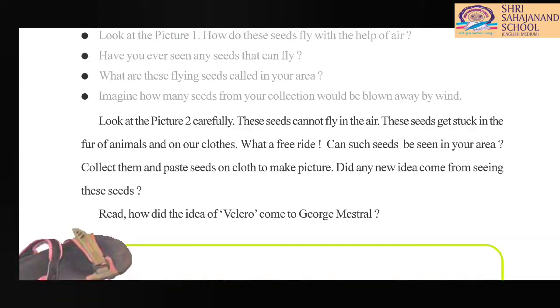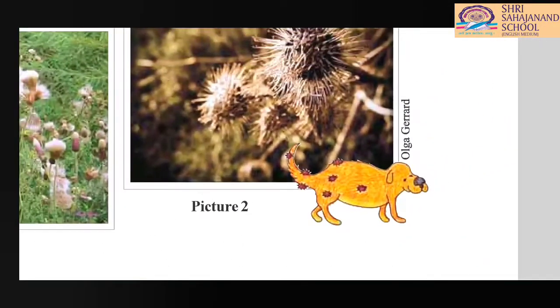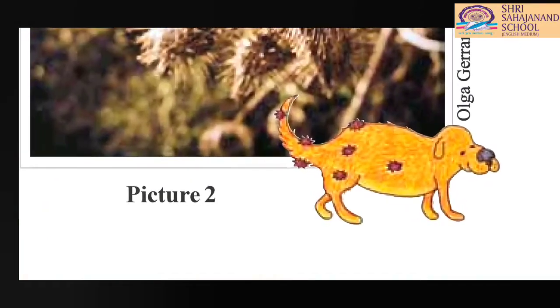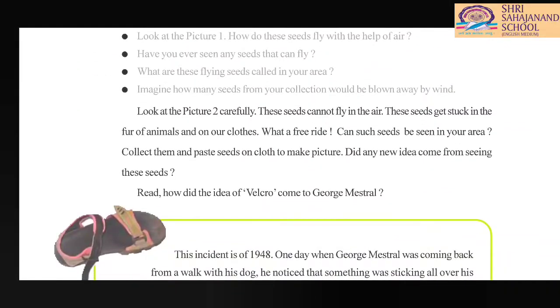Now moving ahead, look at picture 2 carefully. Already we have discussed picture 2. Let's see what they are telling us. These seeds cannot fly in the air. These seeds get stuck in the fur of animals and on your clothes. Okay, so as I have shown you, the seeds of this particular plant get attached to this dog, the fur of the dog. So with the help of that animal, the seeds are traveling here and there. So what a free ride. Ha ha ha. That's very funny.